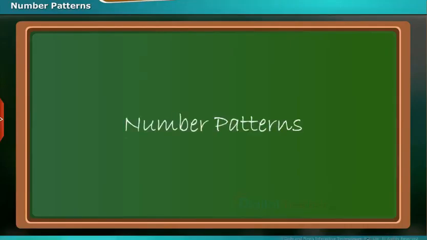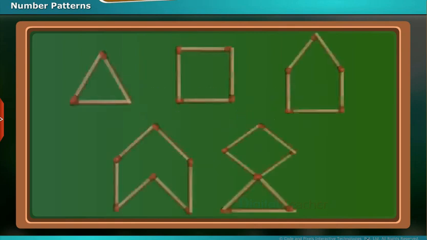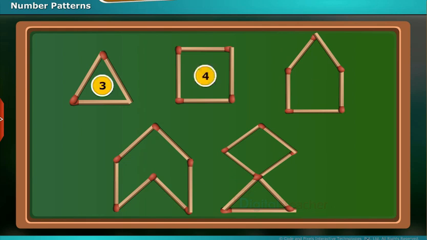Now we will study about the number patterns. A number pattern is a series of numbers that follow a rule. For example, here the matchsticks are arranged in a pattern by following a number rule of increasing it by one number. Here the number of matchsticks keeps increasing by 1, that is 3, 4, 5, 6 and 7.